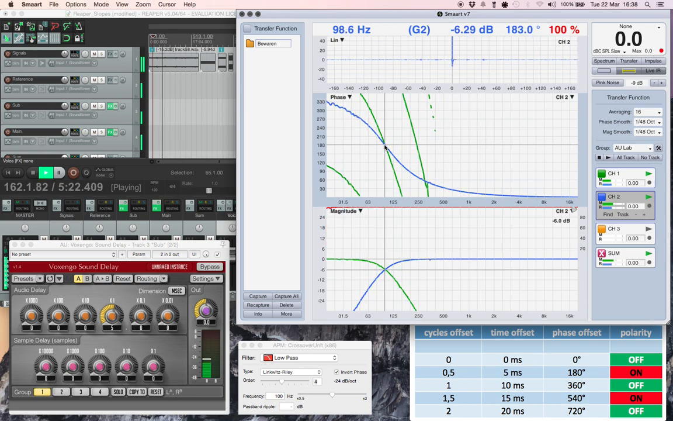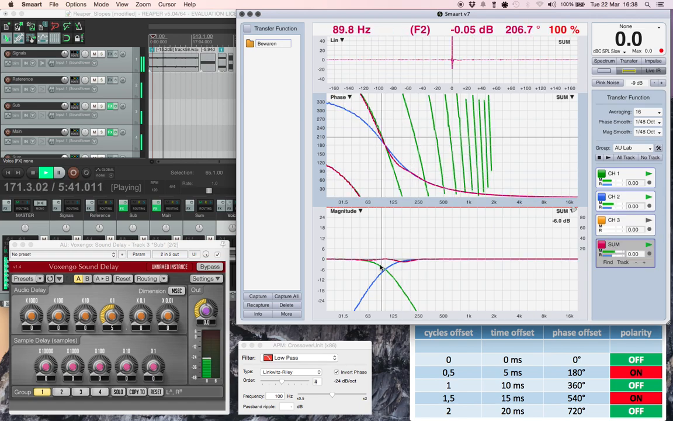But the slopes do not match. The tangent to the main speaker, the blue trace, and the subwoofer, the green trace, their tangents are not the same. They do not have the same slope. And that is why we only see summation at 100 Hertz, and to the left and right of it what is known as frequency response ripple.